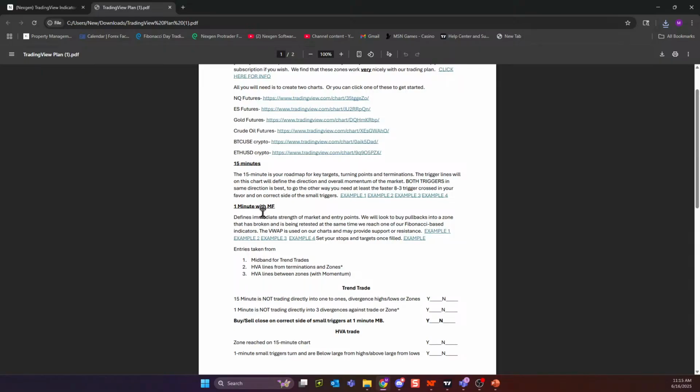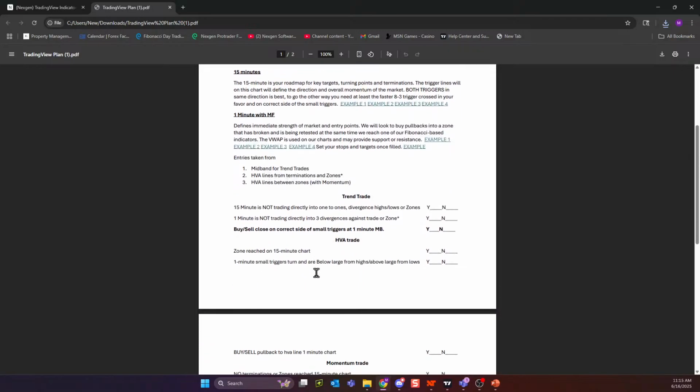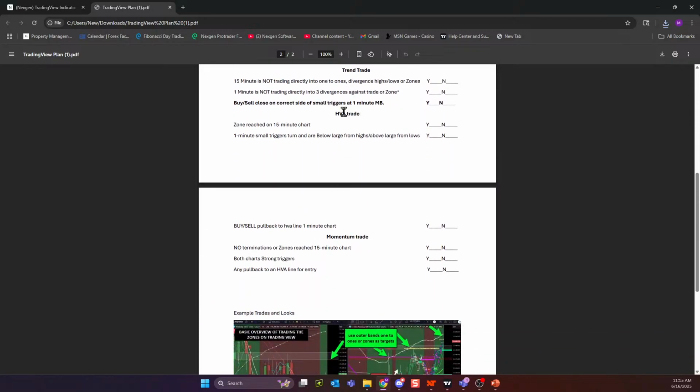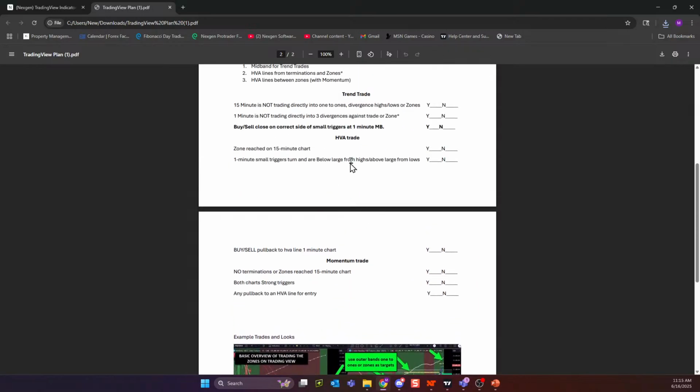And then the 1 minute, it's going to have market flow on it as long as you have premium. And this is going to define the immediate strength of the market. This is going to let you know what the market is doing right now in the moment. So we're going to take entries from mid bands, HVA lines, one-to-ones. The plan includes a checklist for entries for the trend trade, the HVA trade, and the momentum trade. We're going to talk about all of those.